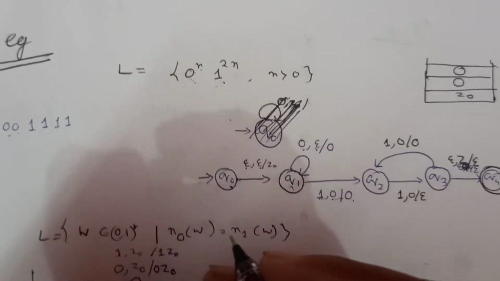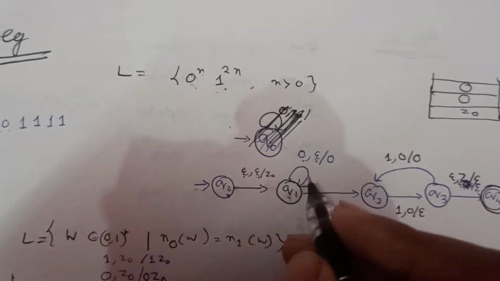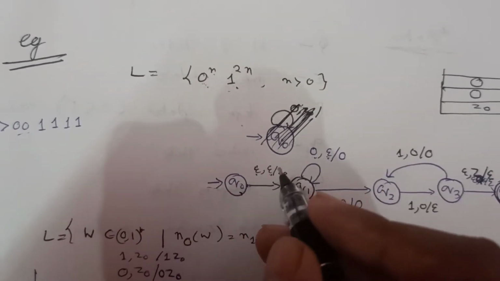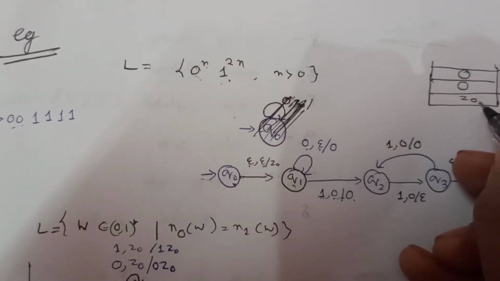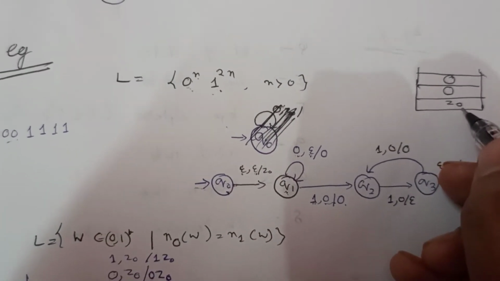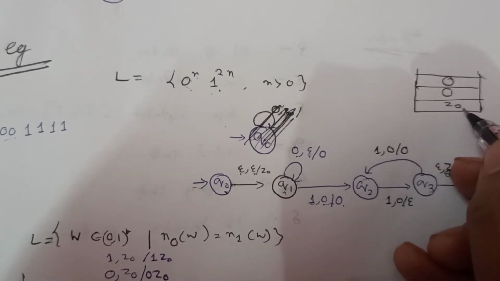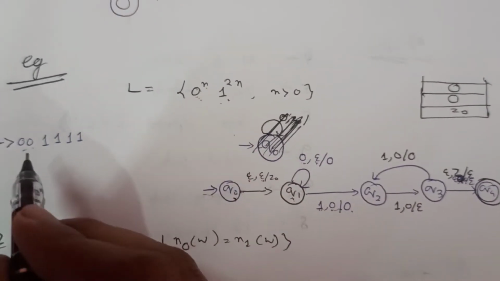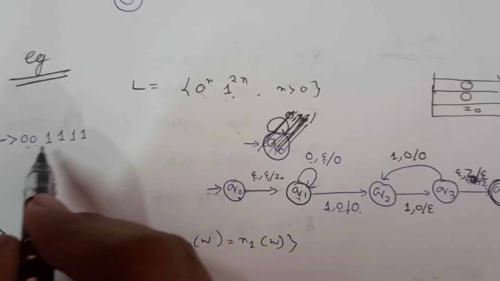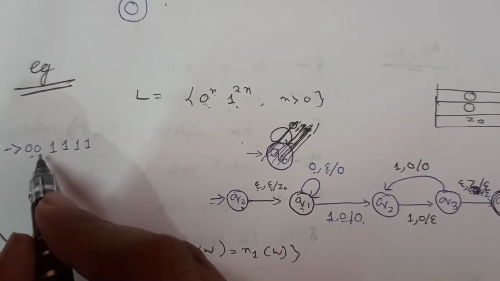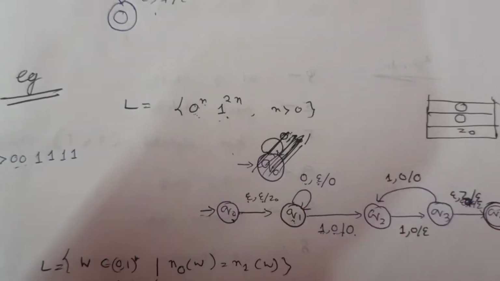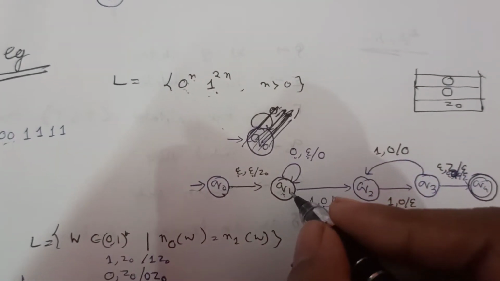First we have a state q0, and from here we are receiving null from our input, and we are replacing the null in our stack top with z0. This means we are just pushing z0, our stack symbol, inside our stack. So now our stack only has z0. I have taken an example here of this type of language: 2 zeros, and corresponding to 2 zeros we have 4 ones. Now we have reached state q1.